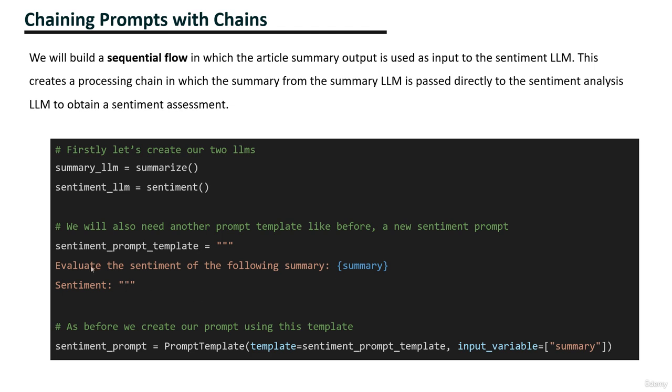For this new template, we will prompt the model to evaluate the sentiment of the given summary. It will take a variable as input, which will be the summary. This variable will change according to the summary we input, and as a result, it will yield the sentiment. Hence, we will again utilize the prompt template function and pass this new template that we just created, which will take a variable as input, the summary.